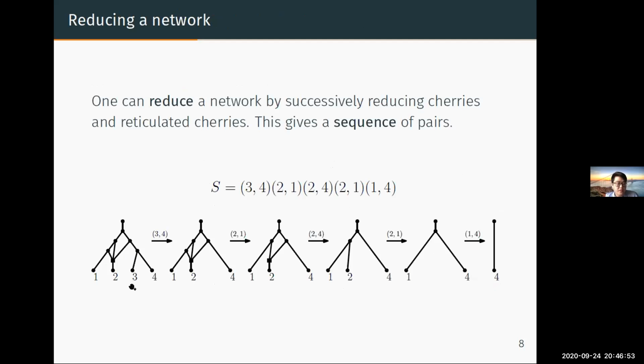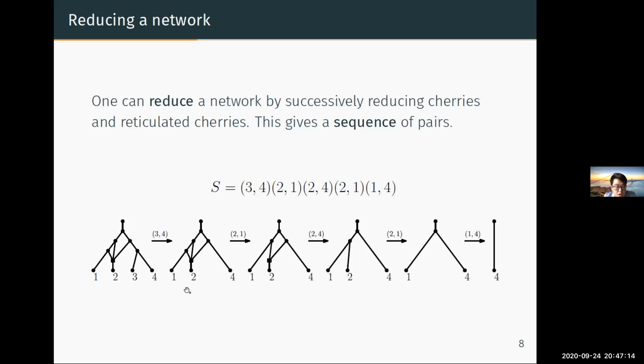At this point, 2, 1 forms a reticulated cherry, and 3, 4 forms a cherry. We just choose to reduce 3, 4 first, and what that does, of course, is delete the leaf 3 and suppress any degree 2 vertices. So we end up with this network over here.